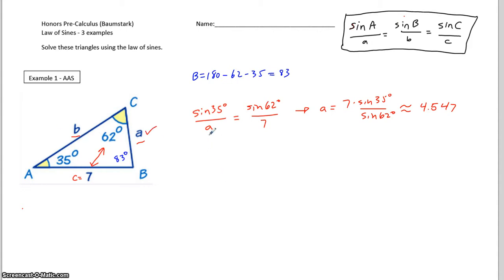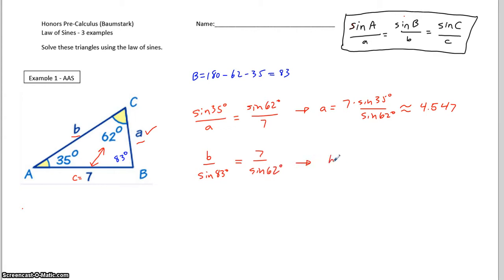This time I'm going to write the ratios the other way and put the sides on top. Because these are proportions, we can flip them. Some people like to put the angles on top, some people like to put the sides on top. So here we have B, so I'm putting B on top, and the opposite angle to B is 83, so we have sine of 83 degrees, and you can see here why we needed to solve for that angle to finish this problem off. And again, that's just going to equal the ratio of C, which is 7, over the sine of C, which is 62 degrees.